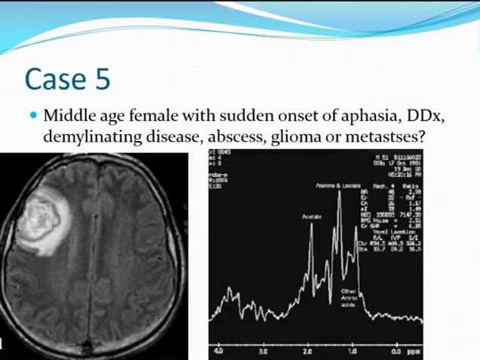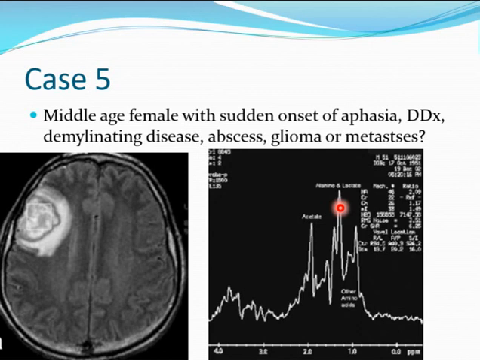Another case, this is a middle-aged female with sudden onset of aphasia. The differential diagnosis was demyelinating disease, abscess, glioma, or metastasis. Spectroscopy was done here and it shows an increased acetate peak and lactate peak, okay, here, increased. This is acetate peak, sorry, not N-acetyl aspartate. Acetate peak and lactate peak. What do you think is going on?